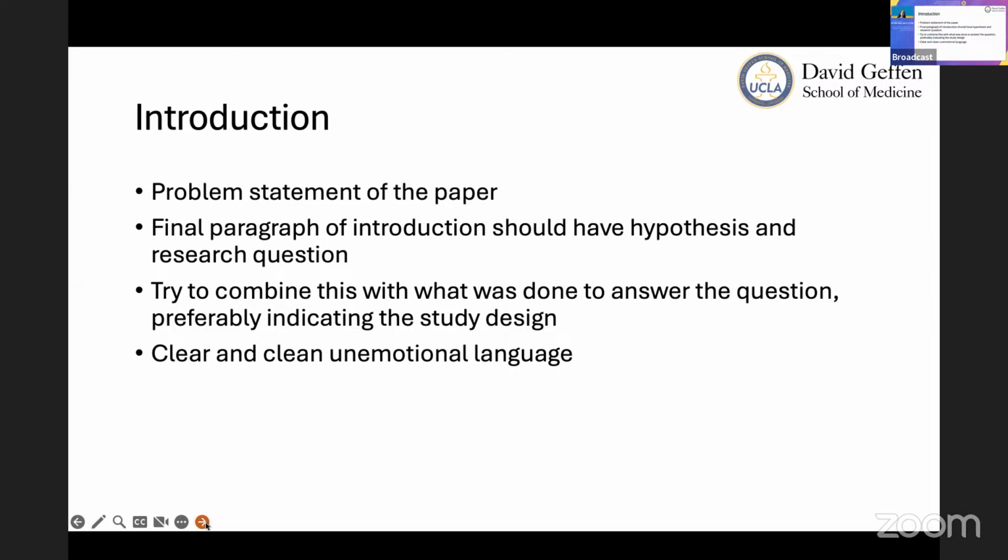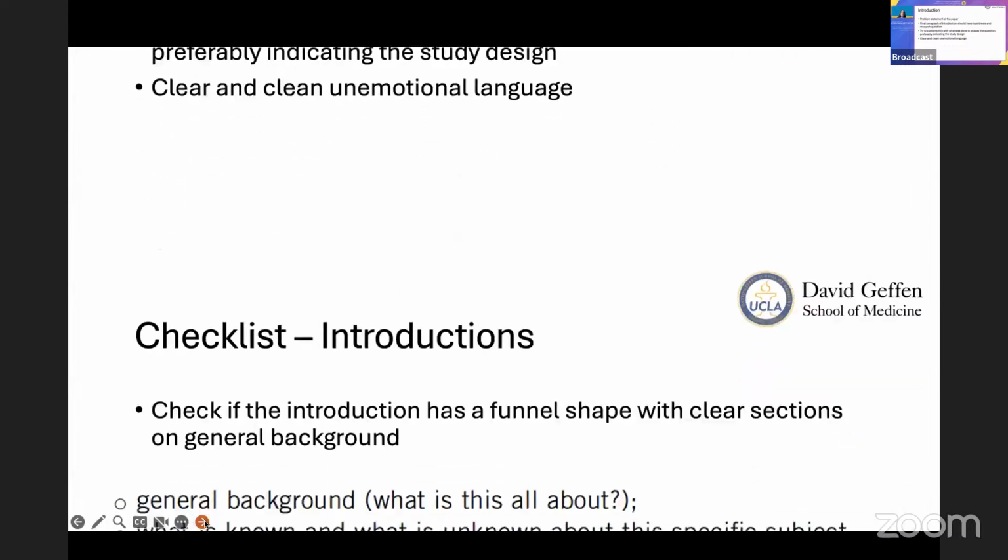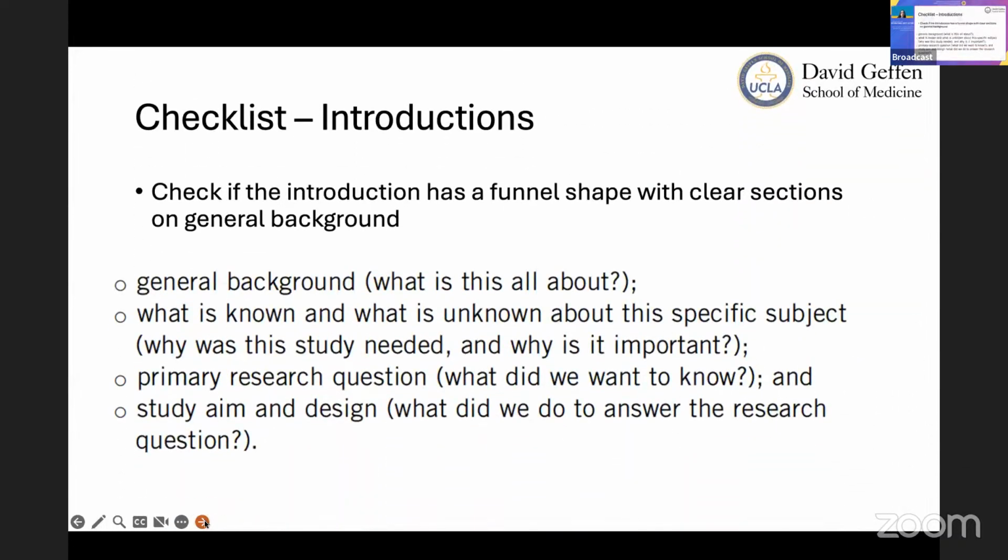I want to encourage you all to try to combine this with what was done to answer the question and preferably slightly indicate the study design, although the method section is going to dive deep into the study design. Use clear and clean, unemotional language. You don't have to put your emotions into the introduction, but just provide the facts and everything.